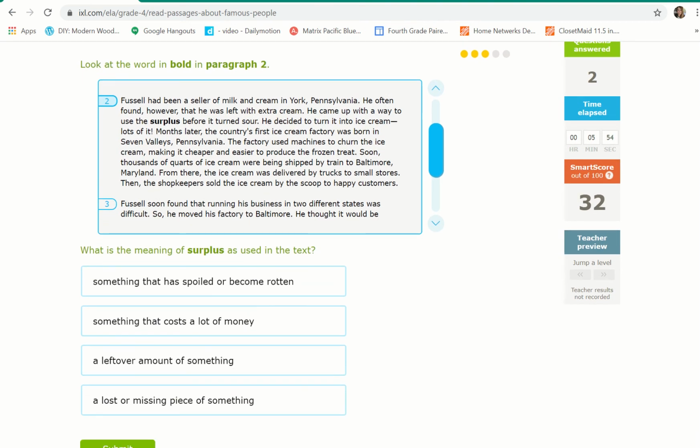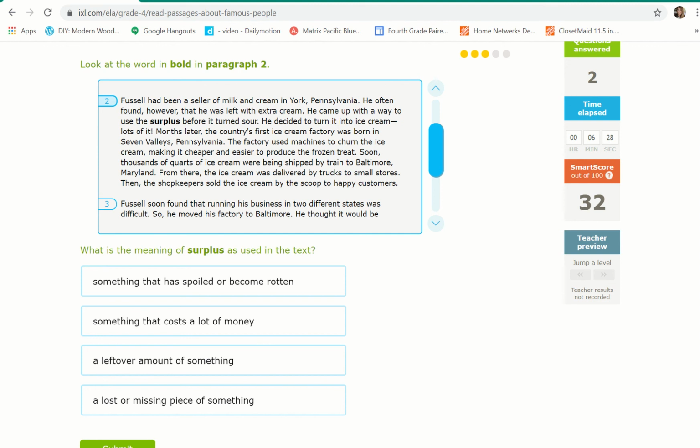Okay. And now we're coming to the part of the lesson that has to do with context clues. So this week I'm only making this one video for reading, and that is because we're doing an article like this, but then we're also practicing finding our context clues. So you're going to be doing another lesson trying to figure out what words mean in the text, and this is what we're practicing here. So it says, what is the meaning of surplus as used in the text? Well, let's read around the bold word. We have to read around the bold word to figure out what it means.